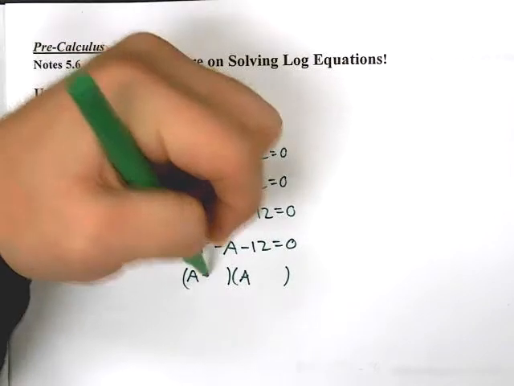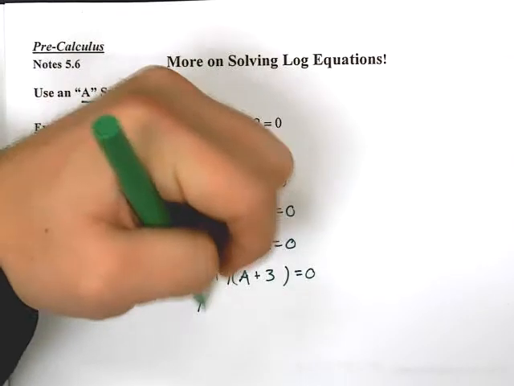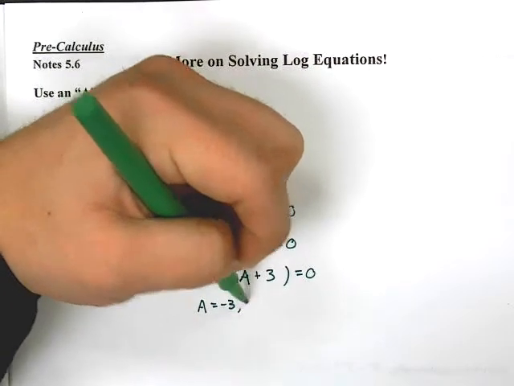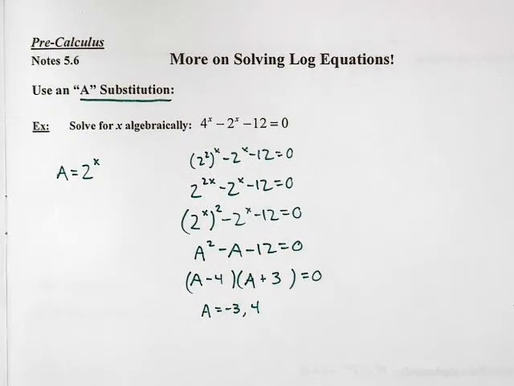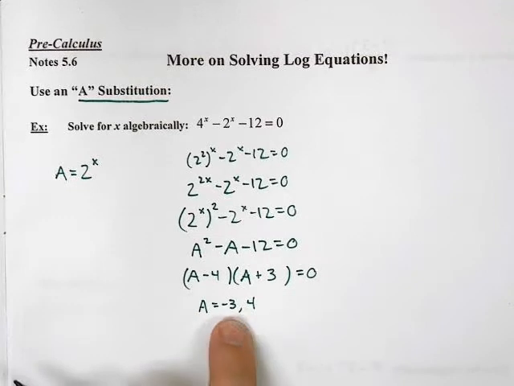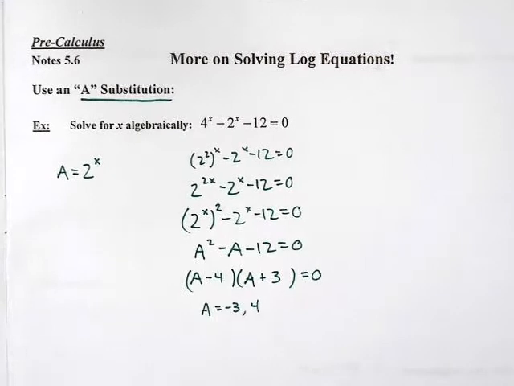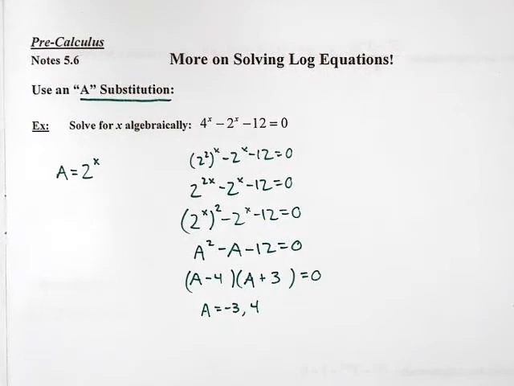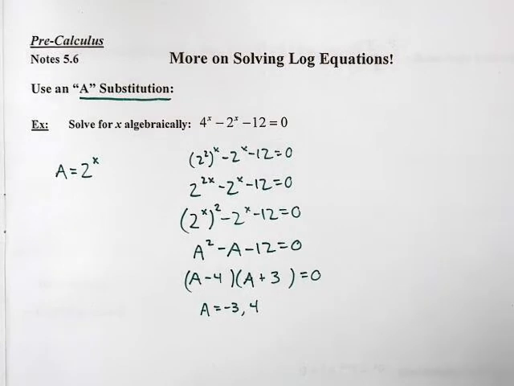Let's see here, minus 4 plus 3, so a equals negative 3 and 4. Alright, now this is where you need to understand you are not done. You are not done. There is plenty more work to do. Because negative 3 and 4 are not my values for x, which is what we're trying to solve for. They are my a values. So now, guess what we have to do? If you said plug these a values back into the original a function, well then you were correct, okay?